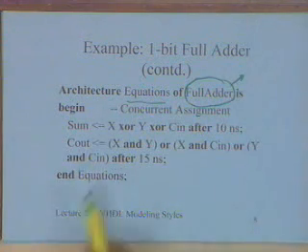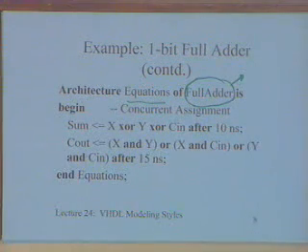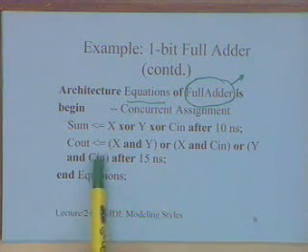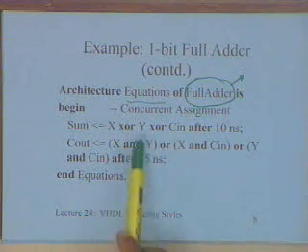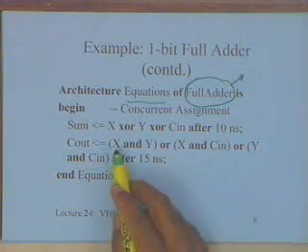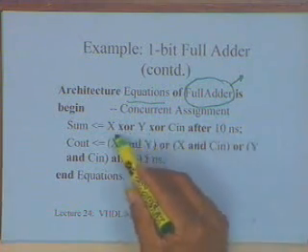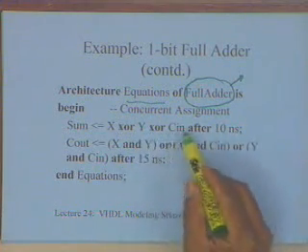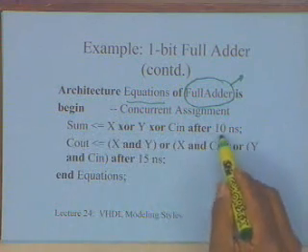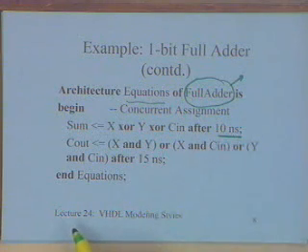What we now see is concurrent assignment, and we will spend some time on that. These are simple Boolean equations. What it says is X XOR Y XOR C in. This is the expression, and it is to be evaluated and assigned to sum after 10 nanoseconds.